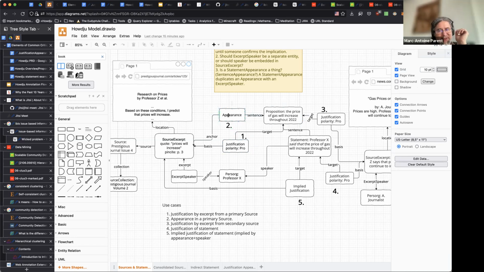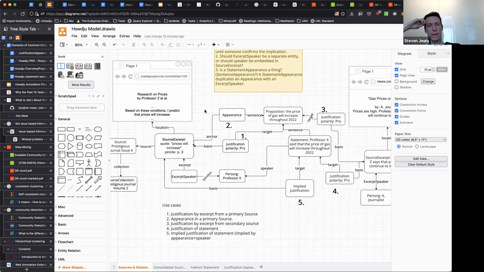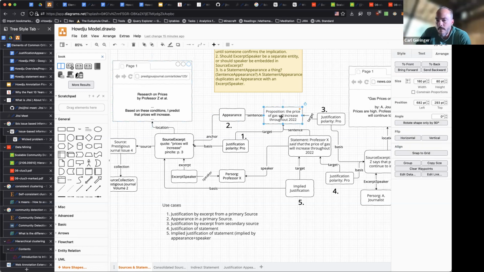Okay. I just don't understand the need for the polarity of an appearance, because in my thinking, the proposition, the price of gas will not increase throughout 2022, does not appear in this text. It just doesn't. I mean, it's saying the opposite. Now, a person might, I think that's what Marc-Antoine refers to as polarity, if I'm not mistaken. You're correct. What I'm saying is, if I understood correctly, Marc-Antoine is implying that an appearance should have the polarity in the sense that you make a claim that the author intended and believes in that claim that you're linking that proposition to.